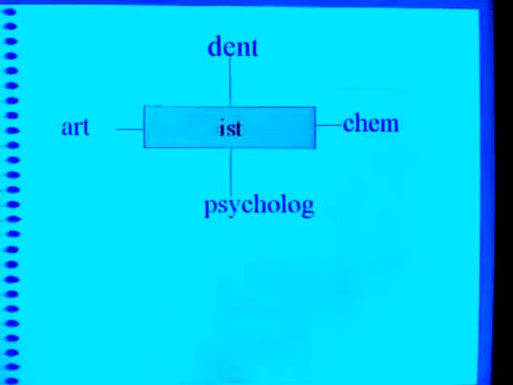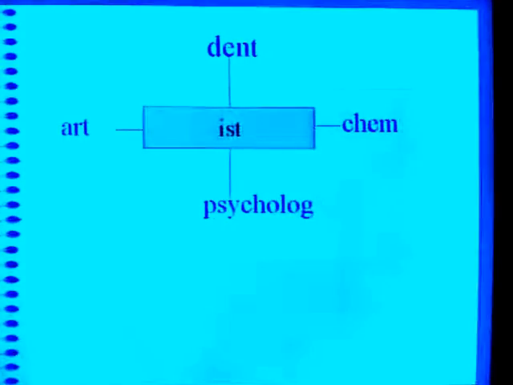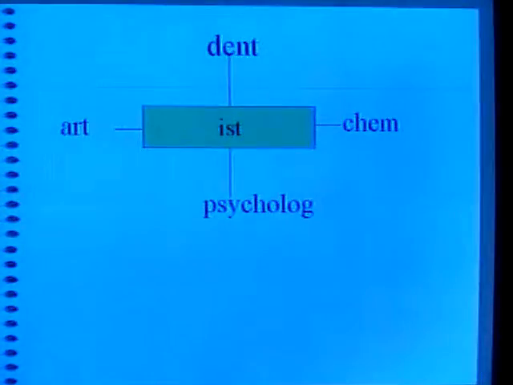IST, the suffix, shows or tells about a person. You can write the meanings later or find out the meanings of the letter combining these suffixes. Dentist, chemist, artist and psychologist.